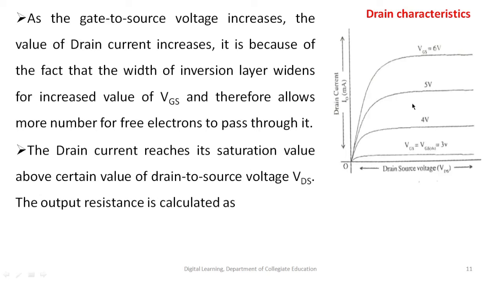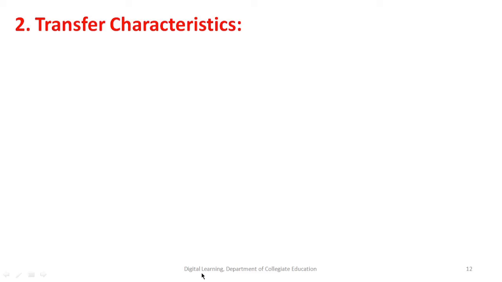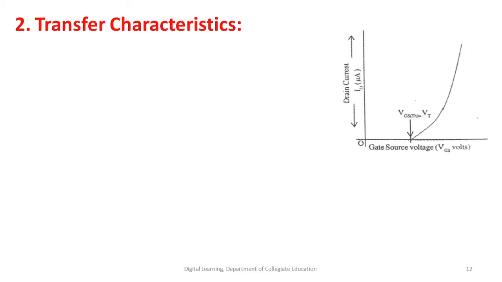So from this graph we can calculate the output resistance. Drain resistance or output resistance is given by change in drain to source voltage to the change in drain current at constant gate to source voltage. Next we will move on to second characteristics, that is transverse characteristics.